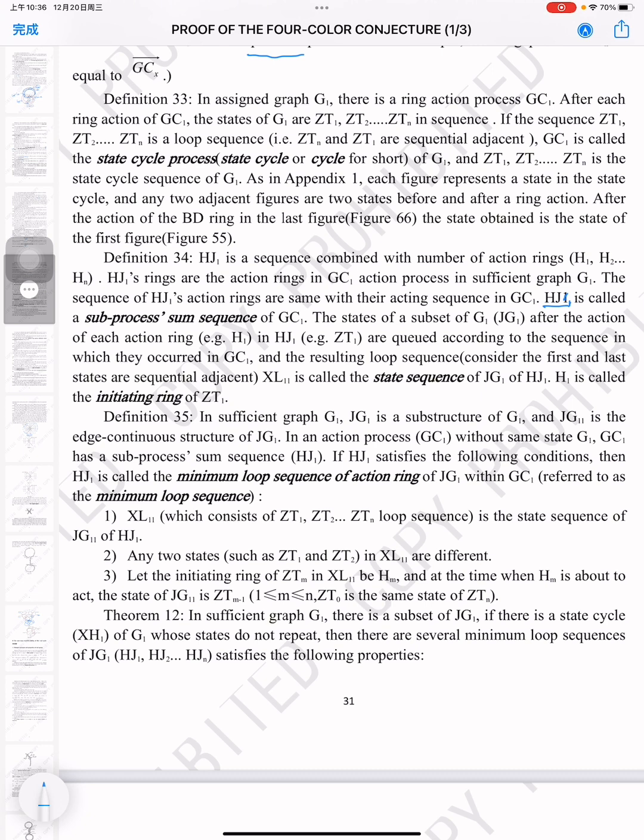Definition 35. In sufficient graph G1, JJ1 is a substructure of G1, and JJ11 is the edge continuous structure of JJ1. In an action process JC1 without the same state of G1, JC1 has a subprocess sum sequence HJ1.